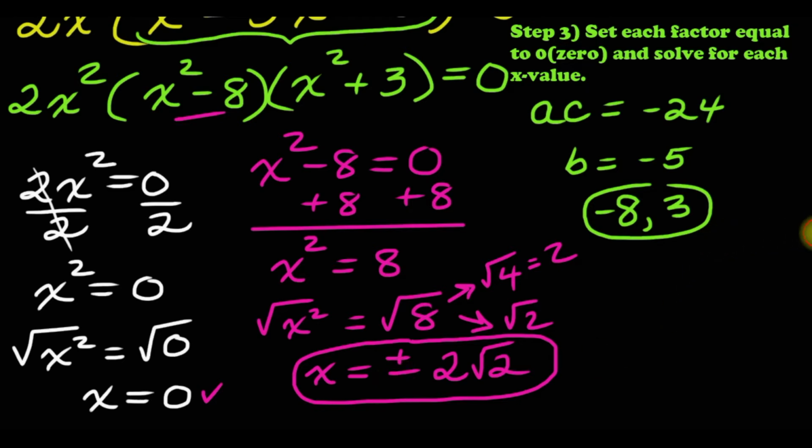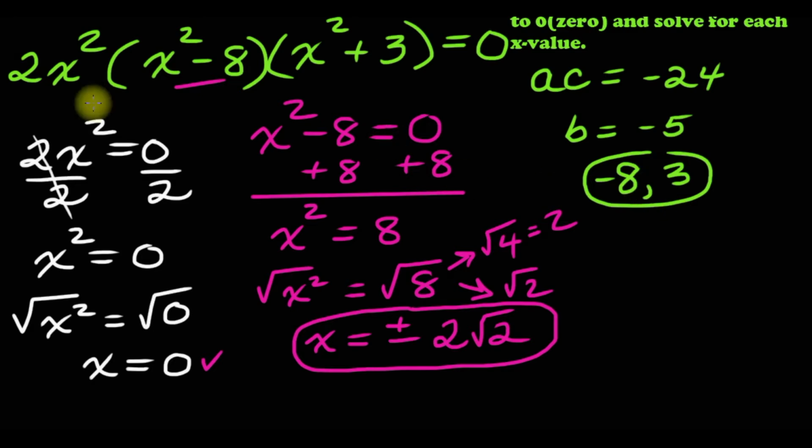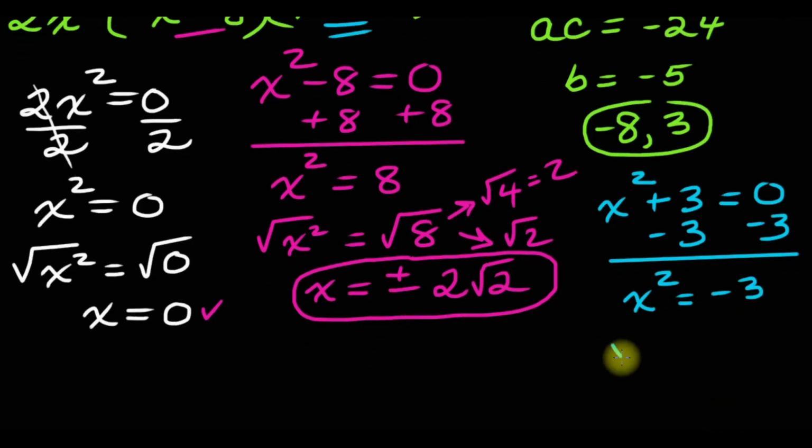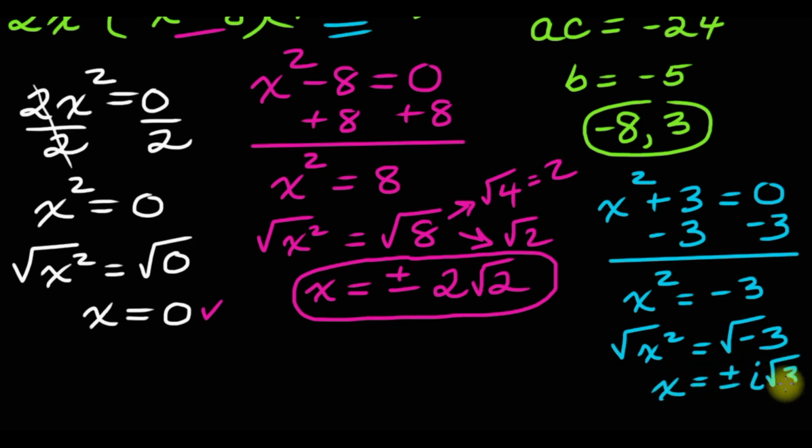And then we have one more to solve for. x squared plus 3 equals 0. So we're going to set this equal to 0. So here x squared plus 3 is 0, minus 3. So x squared is negative 3, and then take the square root of it. So the square root of x squared, the square root of negative 3. So x is going to be plus or minus i square root of 3. We have two more roots, but these are complex roots.